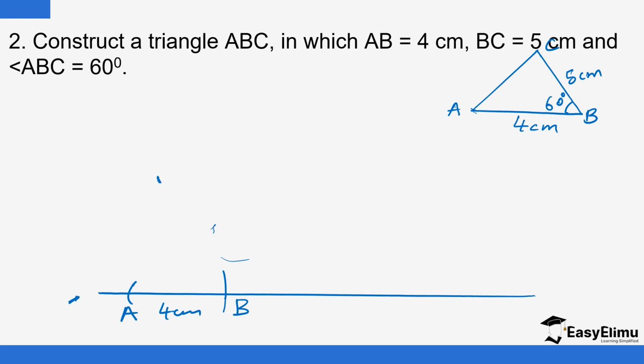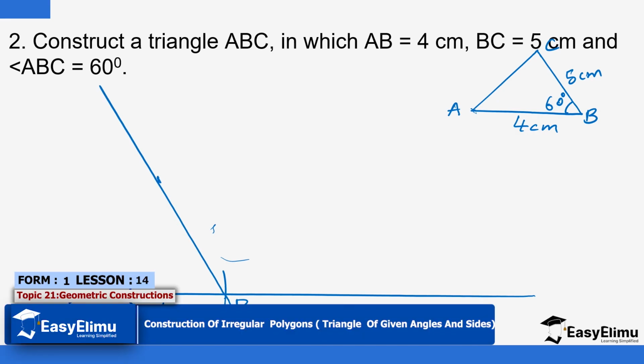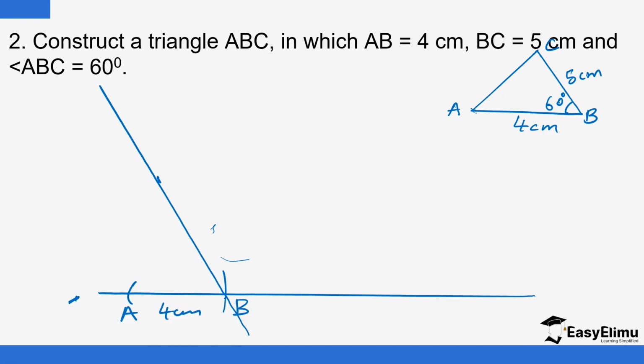So after marking the 60-degree mark, you draw a line through that mark from B. You do that, and then now you measure 5 centimeters from B to where C is. So you measure 5 centimeters. So B as the center, radius is 5 centimeters. You draw an arc to cut the line at point C. That way, that is where C is. So it's just a matter of joining A to C, and you have your triangle drawn. So the triangle is already drawn.